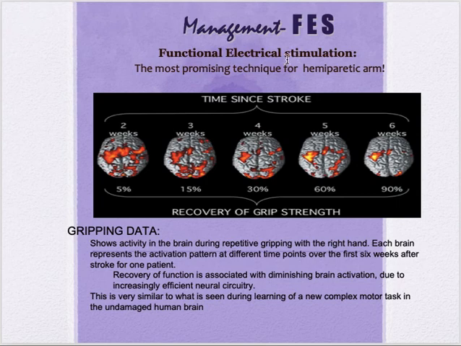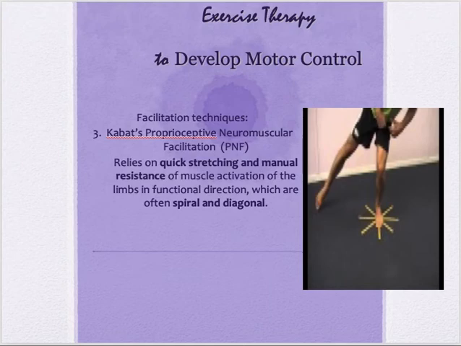In the previous lecture, I showed you the photograph in which they were stimulating. One thing is to develop motor exercise therapy. There are different facilitation techniques, and one of these is PNF, proprioceptive neuromuscular facilitation. It relies on quick stretching and manual resistance of muscle activation of the limb in functional directions, which are often spiral and diagonal. So basically it improves their motor control.